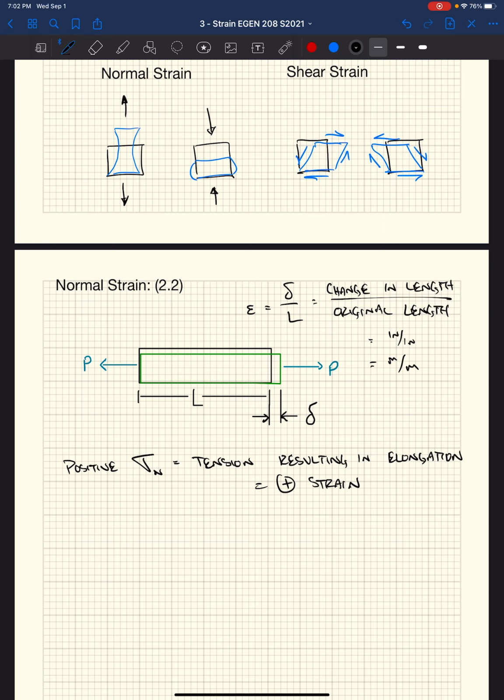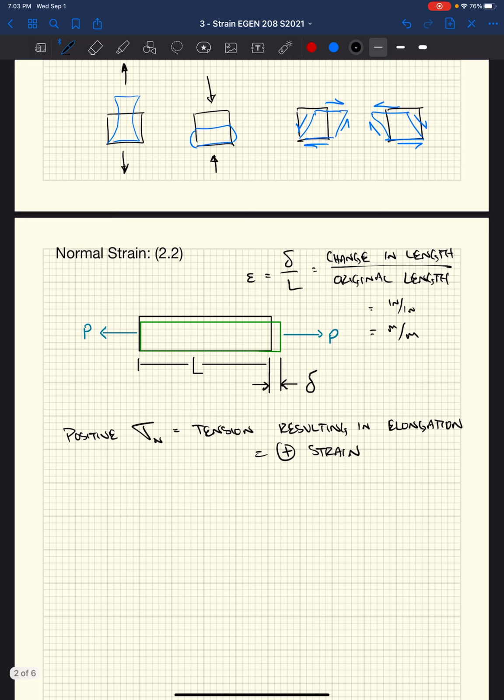We have this term epsilon, this variable epsilon that we make up, and that is essentially strain or our normal strain. We define normal strain as change in length, delta, as you can see in the depiction here, over the original length. As I mentioned, it's important to note that this is the original length and not the overall length or the changed length. If we look at a positive normal stress, positive sigma n, we have tension, and that tension results in elongation of our element, and that would be denoted as a positive strain.